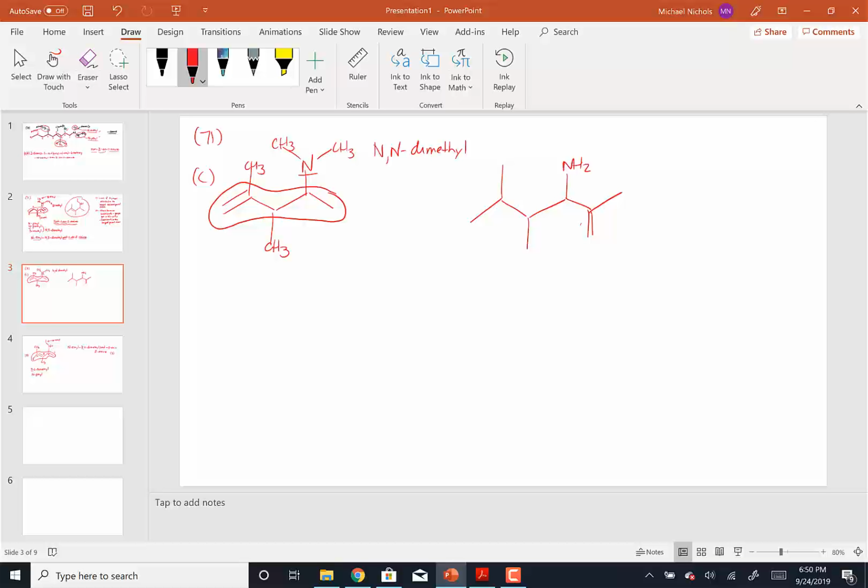Okay, number from the end closest to the highest priority functional group, which in this case is the amine. So we number 1, 2, 3, 4, and 5. So I've got a 3,4 dimethyl as substituents and an N,N-dimethyl. So what I'm going to do is combine those together to have an N,N,3,4-tetramethyl.